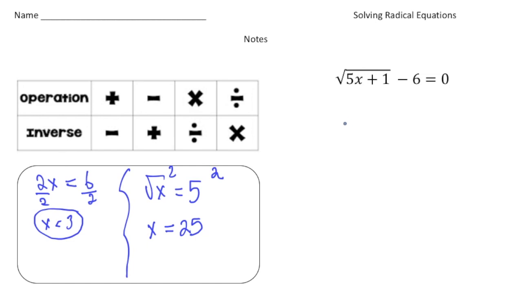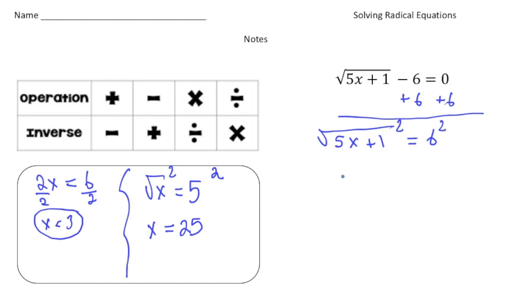So let's take a look at this problem here. Here we have the square root of 5x plus 1, minus 6 equals 0. So the first step is we want to try to get this square root sign by itself. So I'm going to add 6 to both sides. That gives us the square root of 5x plus 1 equals 6. And now, to get rid of the square root sign, we need to square both sides. So that will now give us 5x plus 1 equals 36.